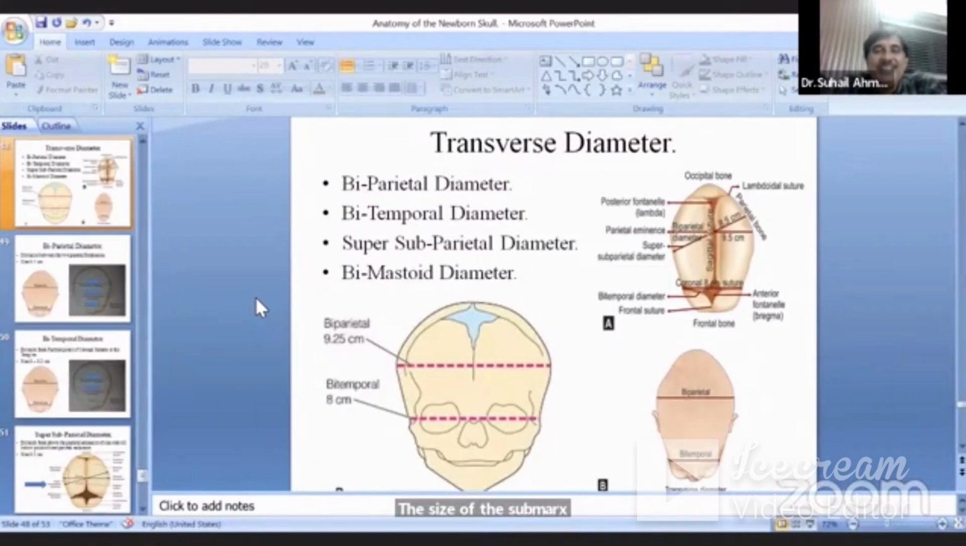And the last one is the transverse diameter. In the transverse diameter, there are 4 types of diameters. There are the biparietal diameter, bitemporal diameter, supersubparietal diameter, and bimastoid diameter.